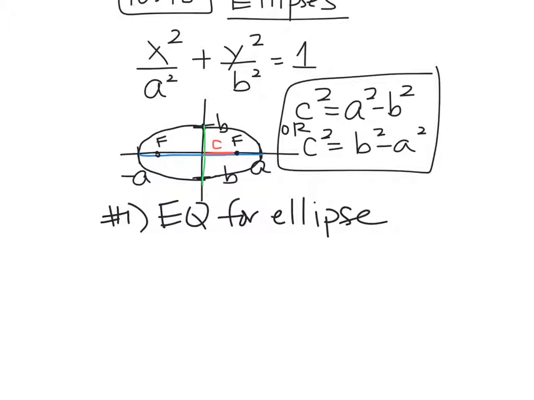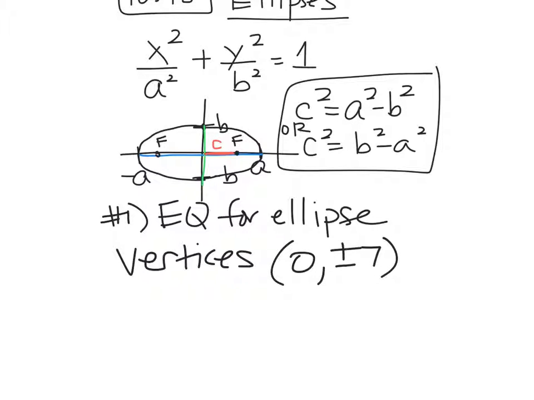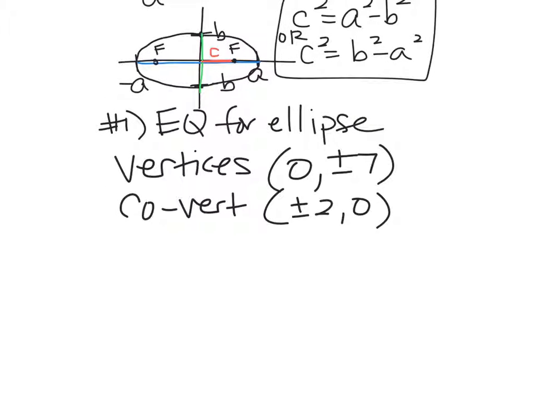So let's say that they tell you that the vertices of the ellipse are at 0, plus or minus 7, and the co-vertices are at plus or minus 2, 0. Okay? And this is going to be the most basic, easy ellipse problem that you will have. The rest of them get a little harder from there. All right, so I hope you can do this one. Here's what I tell people that struggle with these. They get a little confused because it's a lot going on.